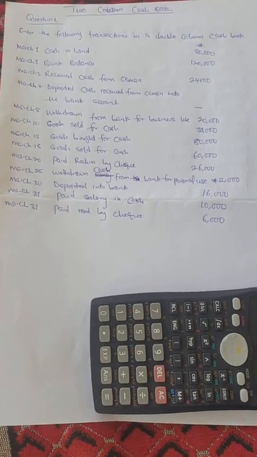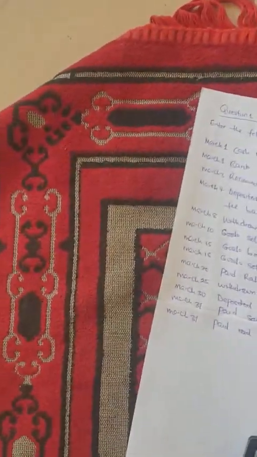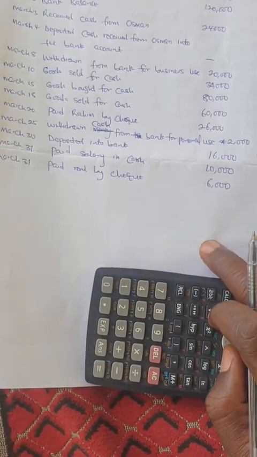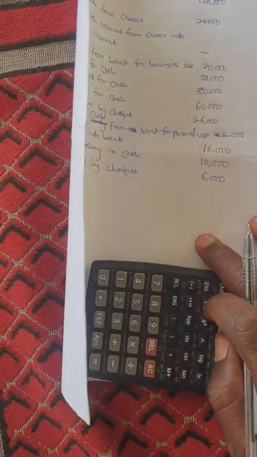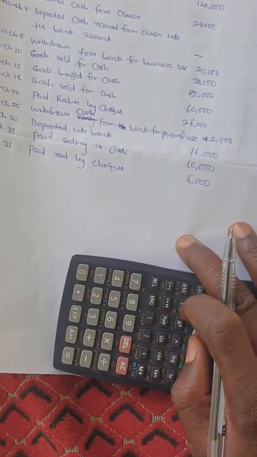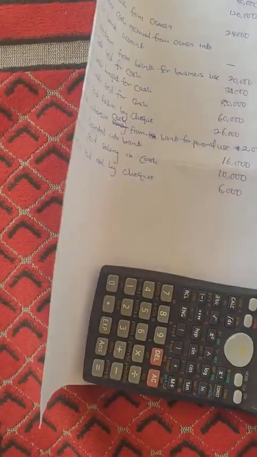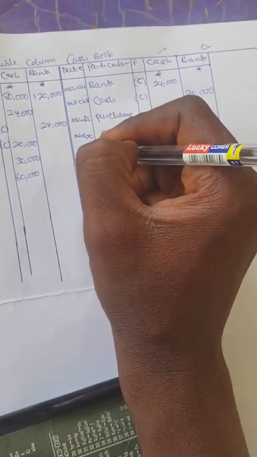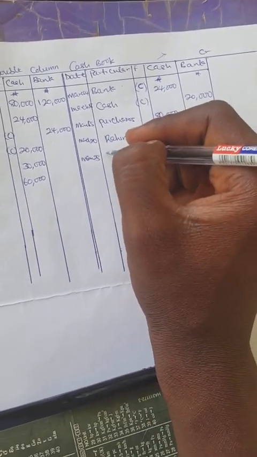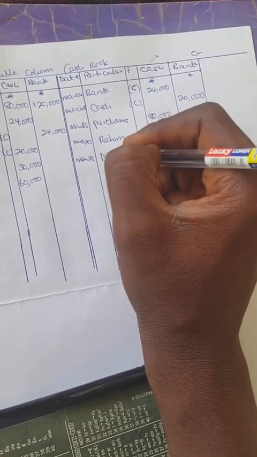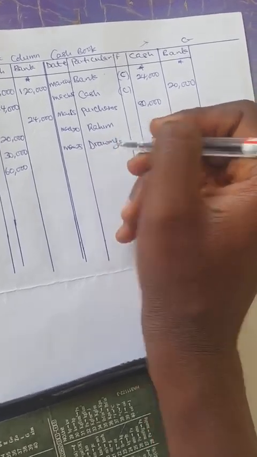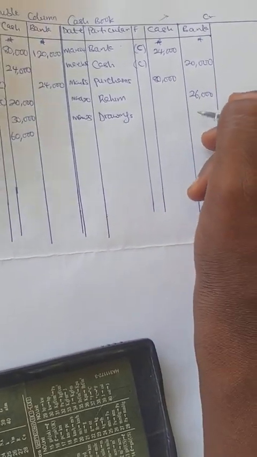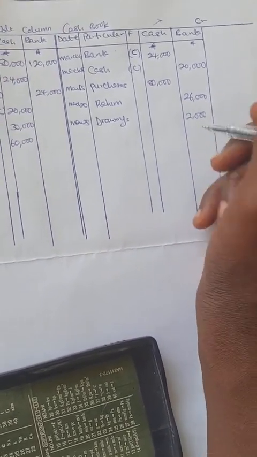Now March 25, cash withdrawn from the bank for personal use. This one is for personal use. The bank is losing, but not for business use again. So this one is not a contra entry. This is normal drawing. On the credit side, March 25, you are going to write not contra entry this time. It is drawings because it's for personal use. If it is for business use, that is when it will be a contra entry. So you go to the bank column and put that 2,000 naira there.